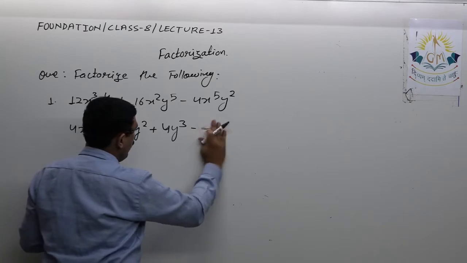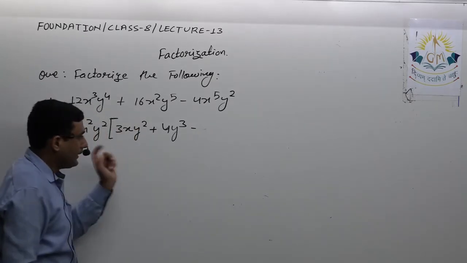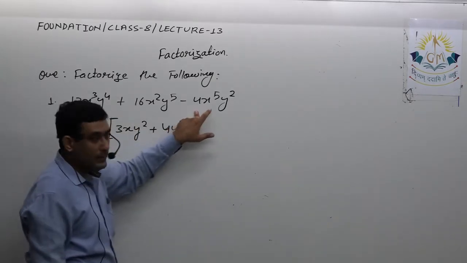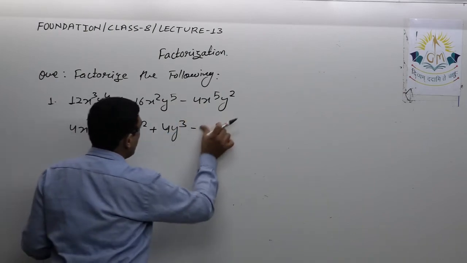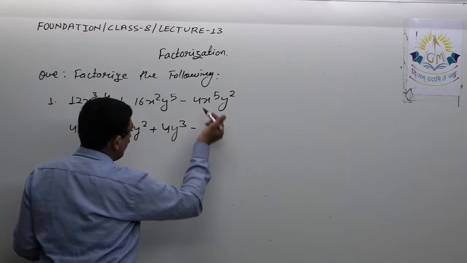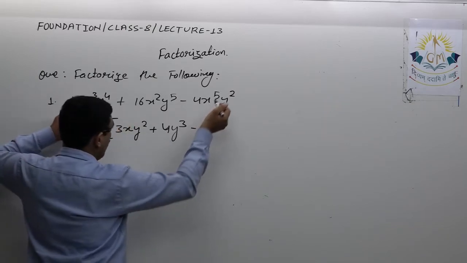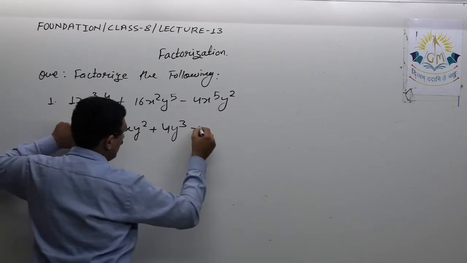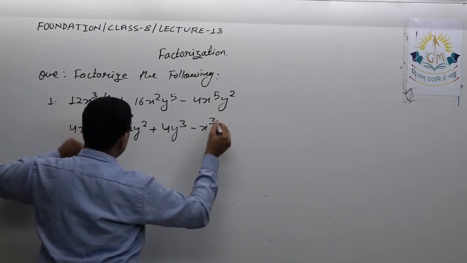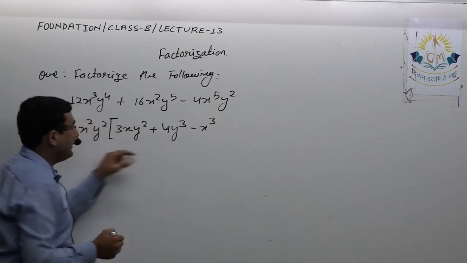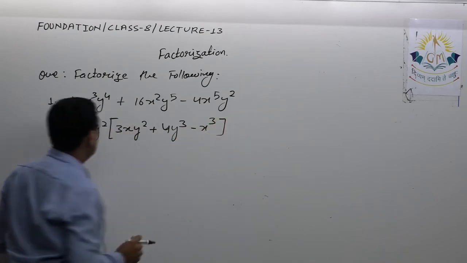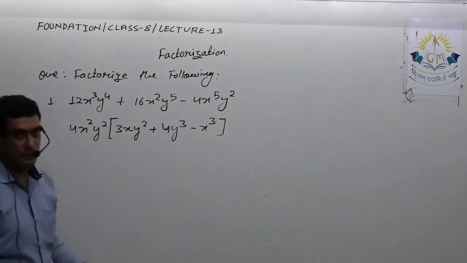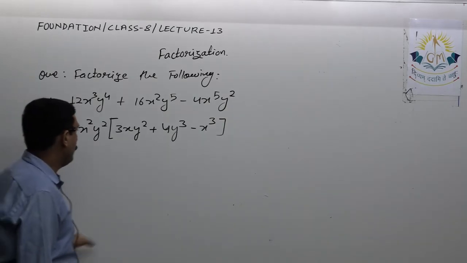Here 4 is already taken common, so in the numeric coefficient nothing is left over, that means 1 will be left over. Now, out of 5 x's, 2 x's are taken common, so x cube. And over here again there is only y square, and y square is already taken common. So this is my final answer. These are the factors of the given expression.